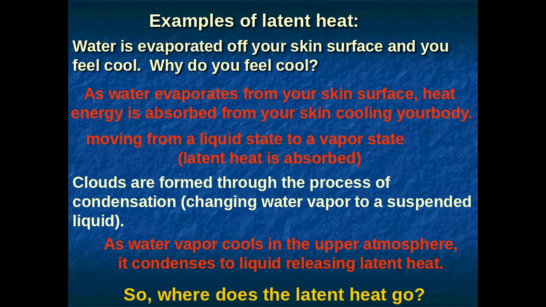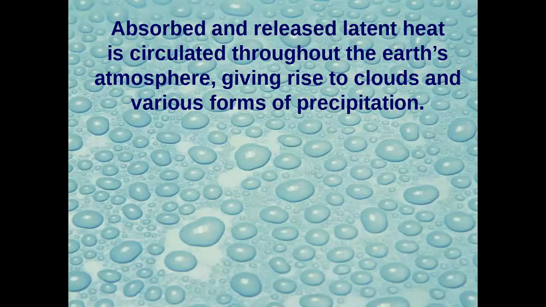So if you look at the bottom of the screen, the next question is, where does the latent heat go? So this slide here kind of introduces us now to various types of processes that take place within our atmosphere. So that absorbed and released latent heat is circulated throughout the Earth's atmosphere. And that circulation of this latent heat, this hidden heat, then gives rise to clouds, gives rise to various forms of precipitation, gives rise to humidity, mugginess. It gives rise to a whole host of experiences that we've had in the atmosphere of what we felt.